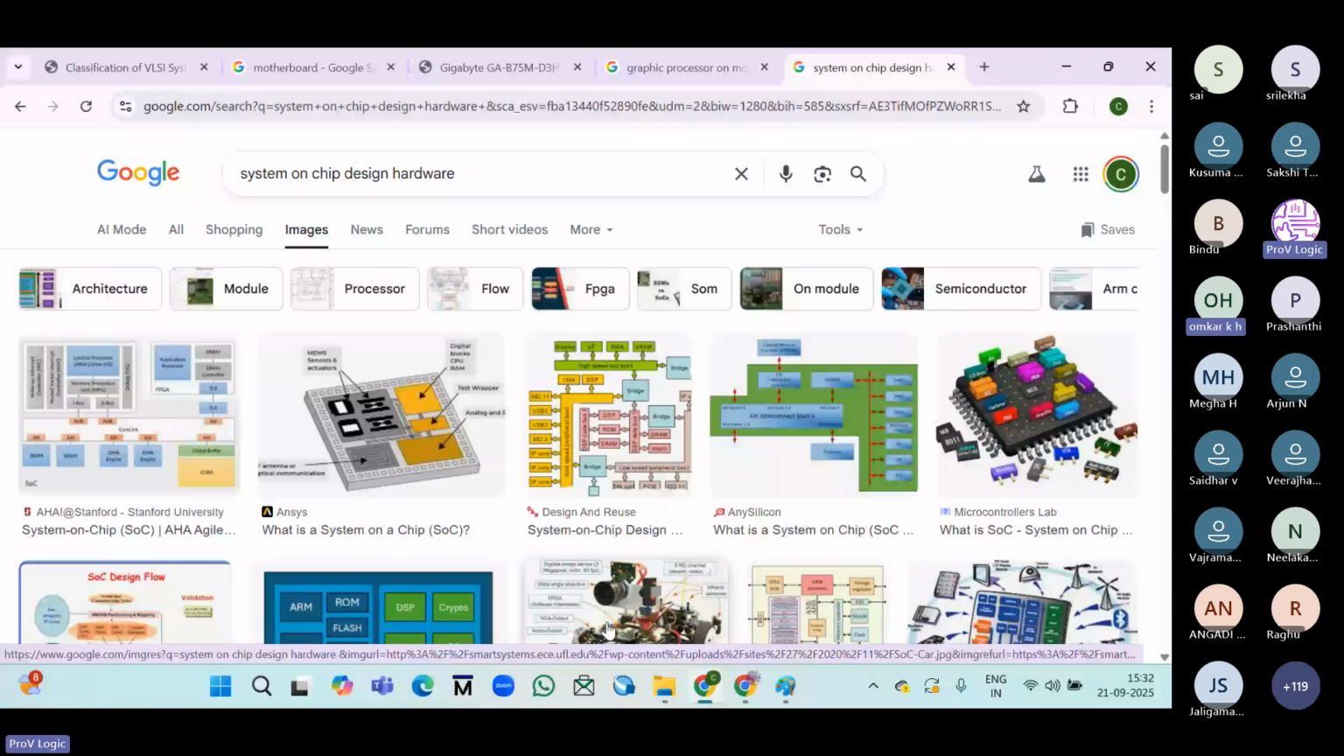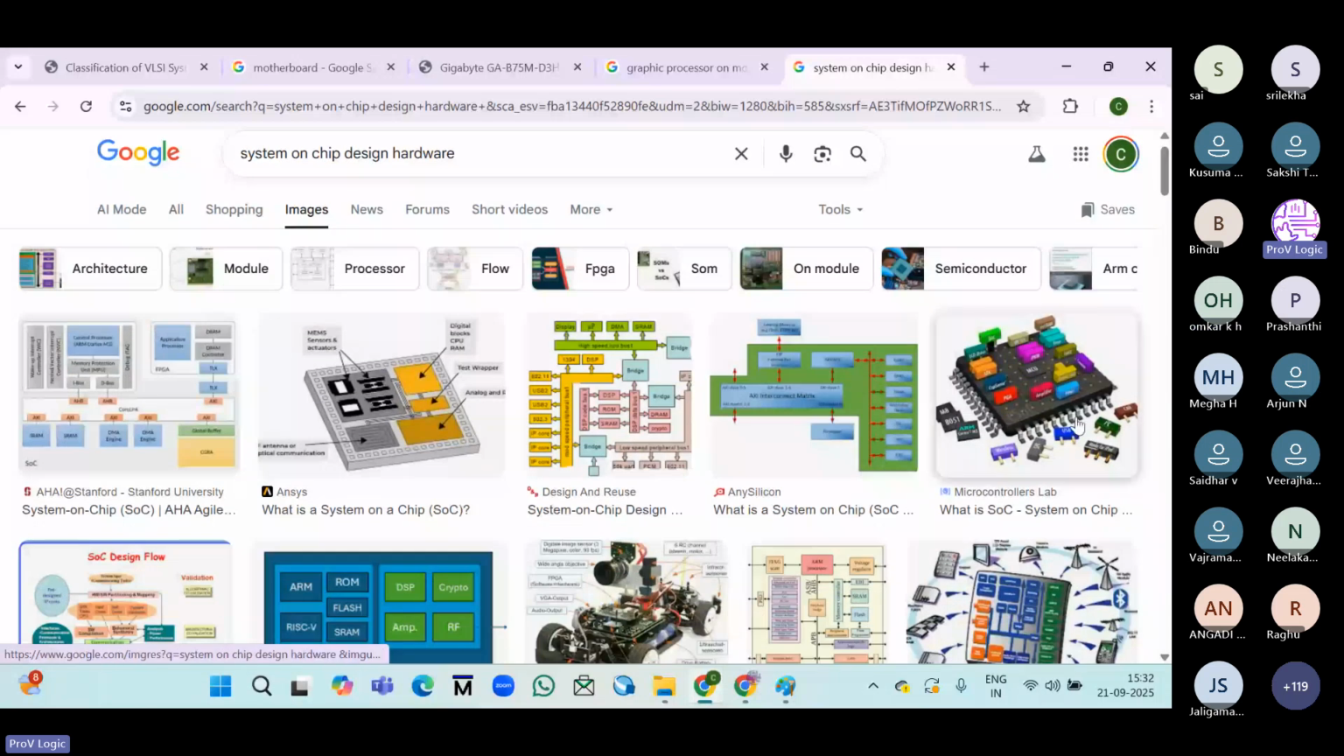Okay, see here, SOC means this is a chip. On top of the chip, we just put different functional blocks. It is very smart. It doesn't have the resistors, capacitors, everything. Less complex.